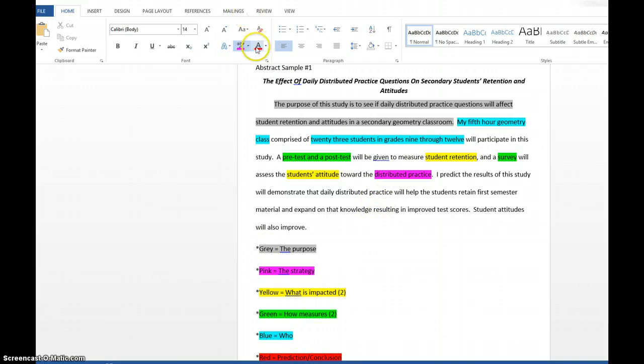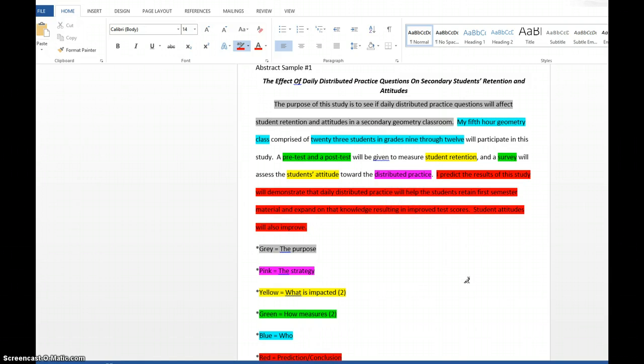That way I can go down and pick my red, and for my prediction, you see it's these last two sentences. They predict that the results of this study will demonstrate that daily distributed practice helped the students retain first semester material and expanded on the knowledge, resulting in improved test scores. Now, you notice the two things impacted were student retention and attitudes.